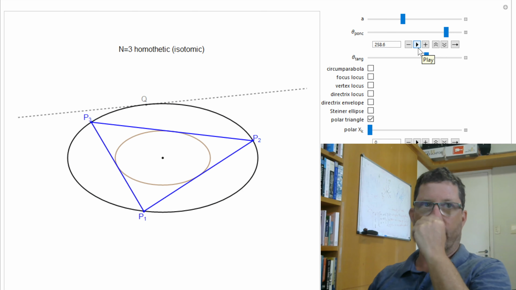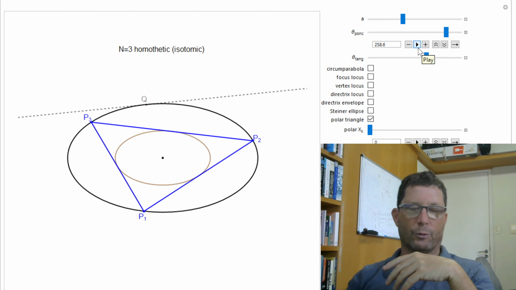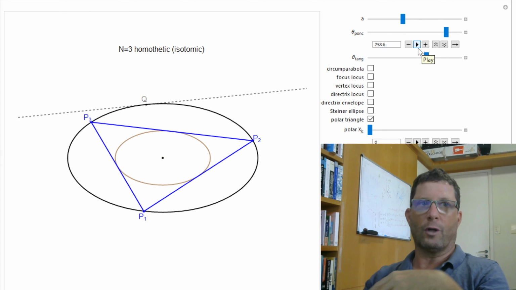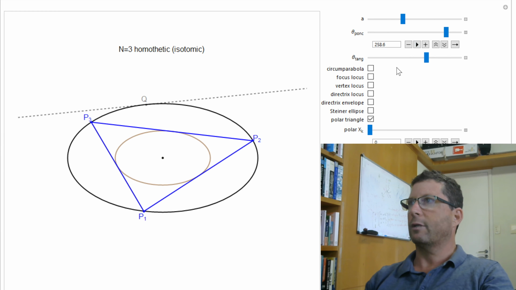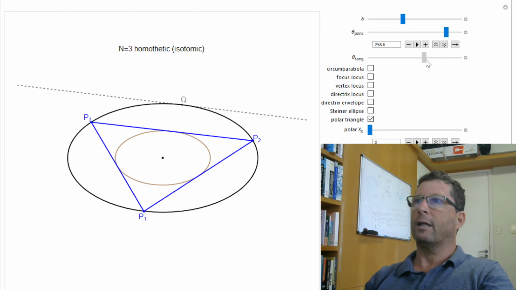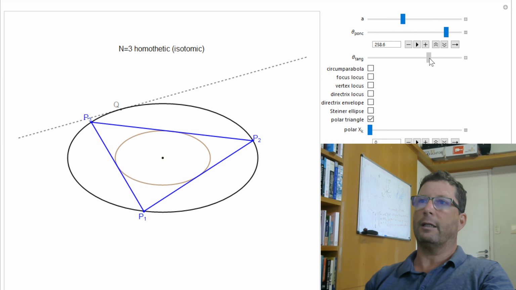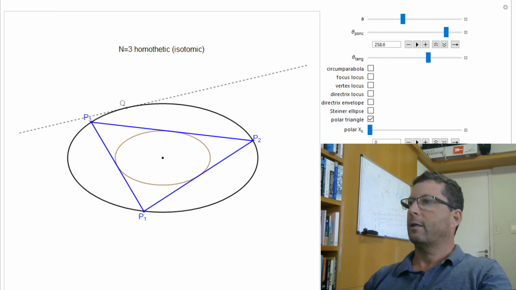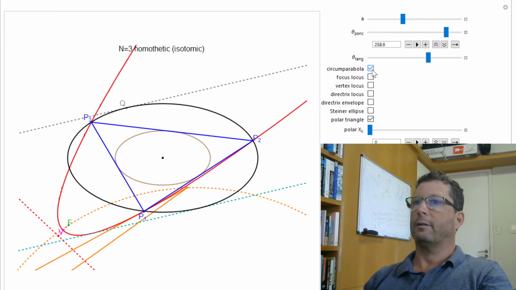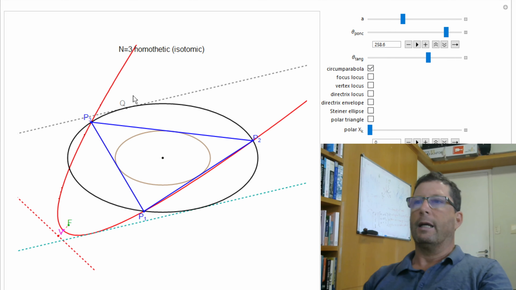Now you can recall that there's a construction for circumparabolas as well that relies on the isotomic image of a line tangent to the Steiner. We talked about this in a previous video. So here I've picked a point Q on the Steiner. I've drawn a tangent, and I'm going to draw a circumparabola. And this circumparabola is the isotomic image of this infinite tangent line with respect to P1, P2, P3.